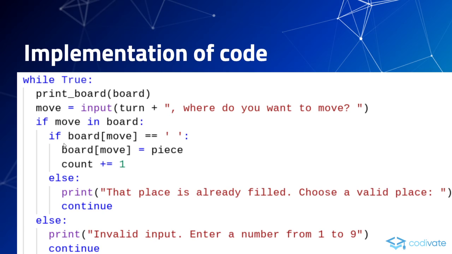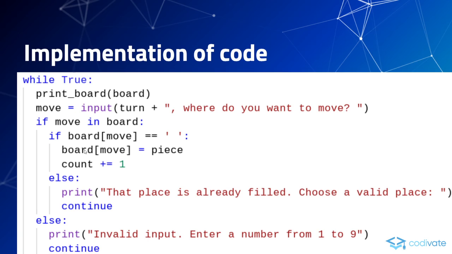We have to check if it's a filled space or not. If board of move equals space, what does this mean? Let's break it down piece by piece. Board[move], with the move inside square brackets, is checking in this board dictionary at the key move. This is getting the value at that position, at that key. We're checking, is that value equal to space? In other words, this is checking if that space that the user wanted to move in is empty.